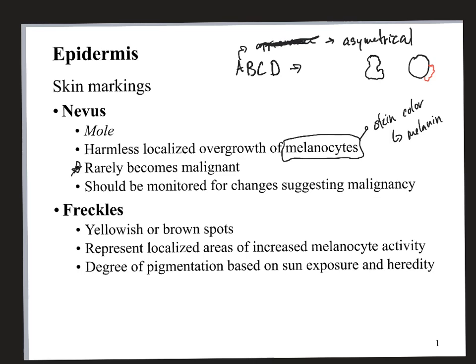B stands for border. Is the border even? Okay, so in this circle, is the border even? Even if it's not a circle, the border's even. But now if the border kind of looks like this, frayed, then that should again raise a red flag. C stands for color.